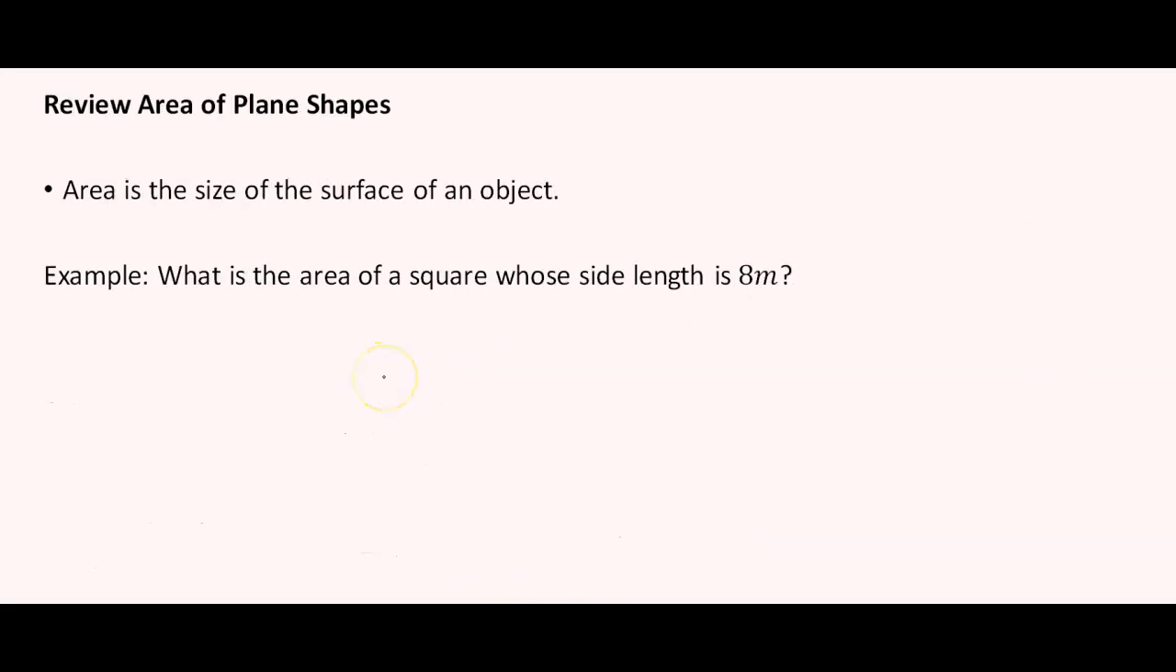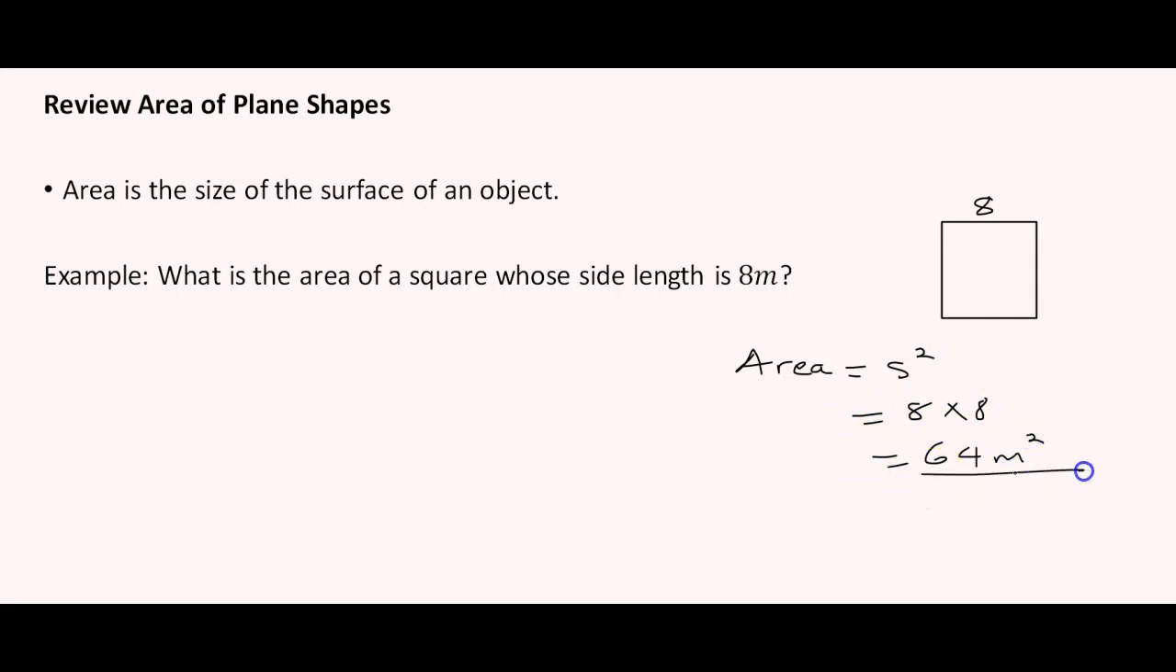So the plane shapes, the area of a plane shape is the size of the surface. For example, if we have a square, let's draw something that looks like a square. We have a square that has sides of length 8 meters. So this is going to be 8 right here. So the area is equal to side squared, which is going to be 8 multiplied by 8, which is 64 square meters. This is going to give you the area of the square.